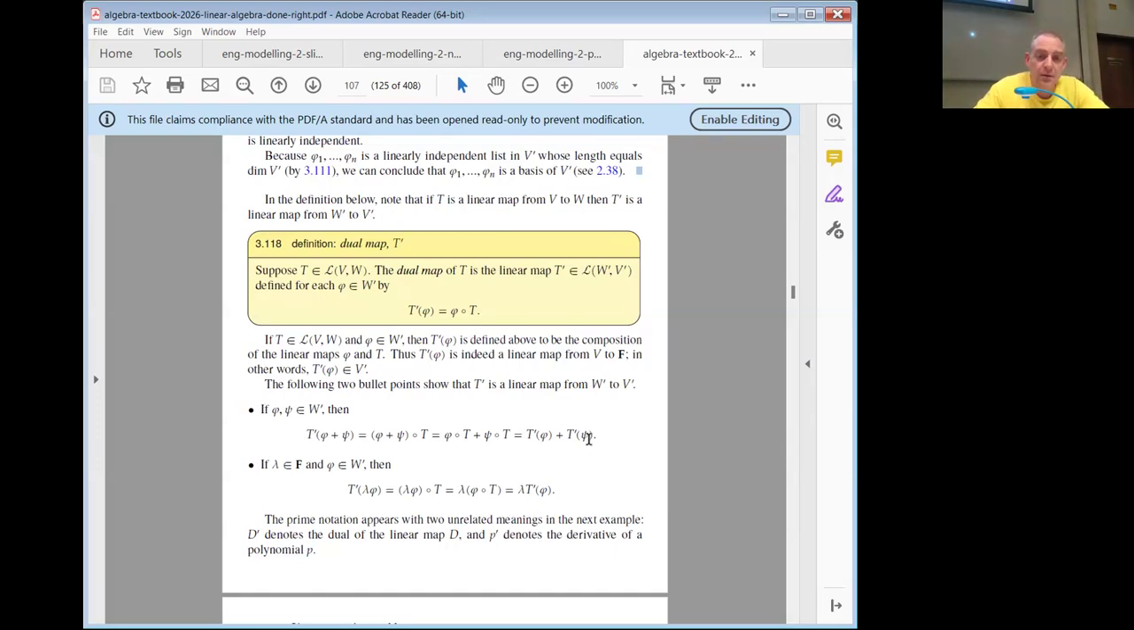So bear with me, this is the tricky bit. Suppose capital T is in the linear space from V to W, so the linear transformations from V to W. The dual map is the linear transformation from W back to V. Oh, by using the dual basis. Oh, interesting. I'm just going to write that down.